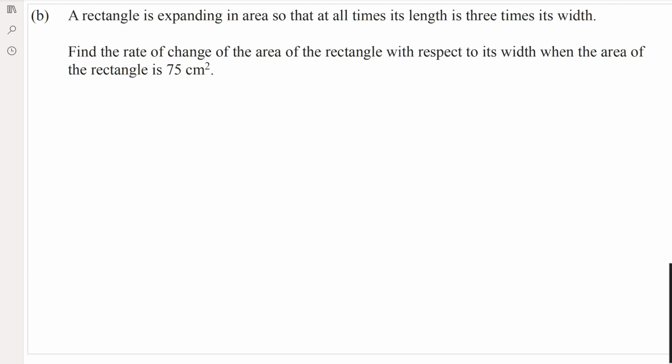So what we have is a rectangle that is expanding, so its length is 3 times its width. Find the rate of change with respect to its width when the area is... Okay, what we're going to do is draw a little rectangle here, and what it says is that its length, so that's going to be L, is 3 times its width. Let's say I put down this as width, then the length is going to be 3 times its width, so that's going to be 3W.